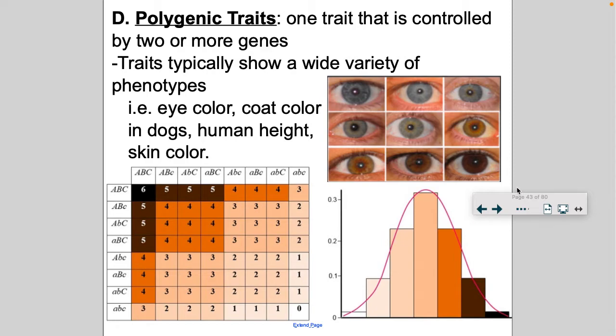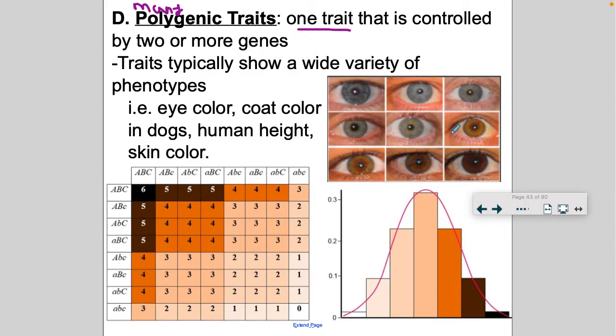Okay, so when you break down the word polygenic, poly, what does poly mean? Poly, like a lot, yeah. Poly means many. And what does genic mean? Genes, yeah, so many genes. So here we have one trait that's controlled by many genes, two or more.